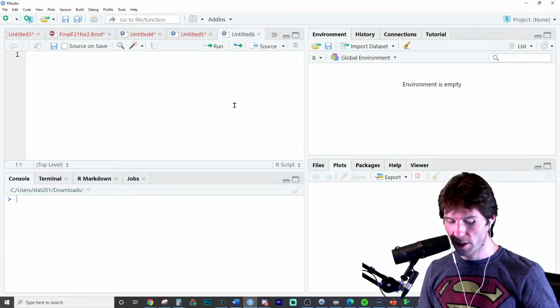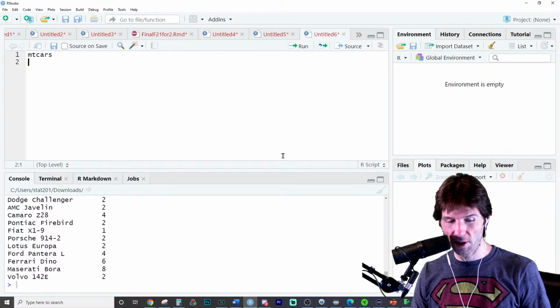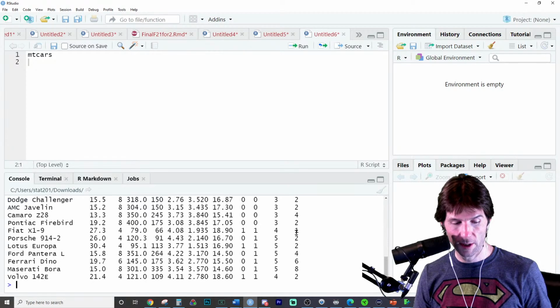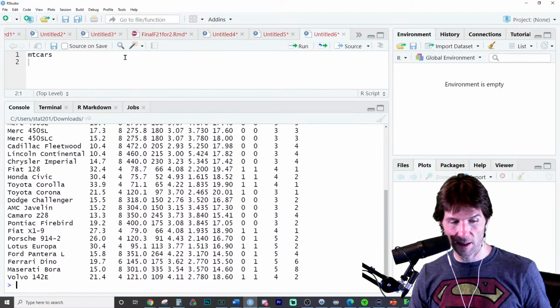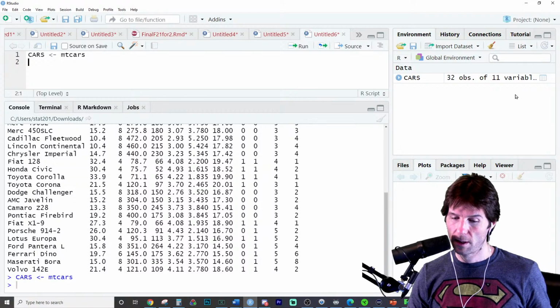So Kayla, I'm going to teach you how to write regression right here, which Colin knows how to do. We're going to use a data set called the mtcars data set. So we've got a bunch of cars here, and I know literally nothing about cars. Let's call it cars. That's going to make our lives easier.